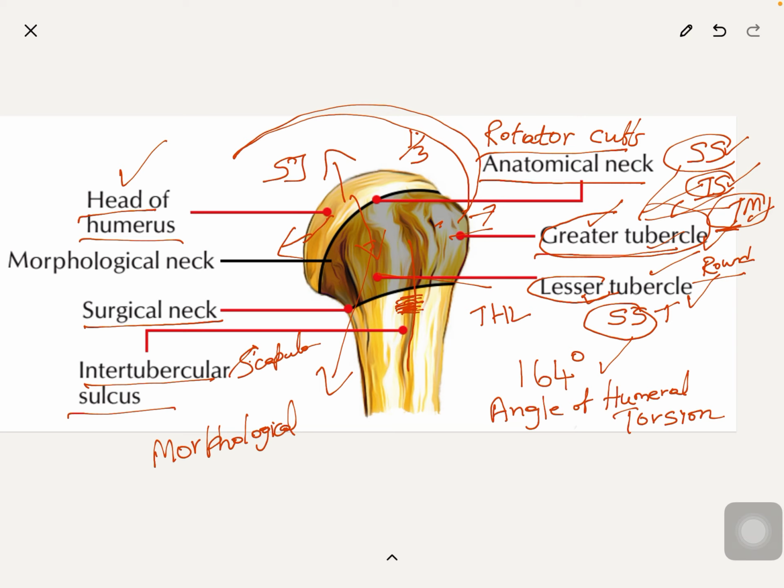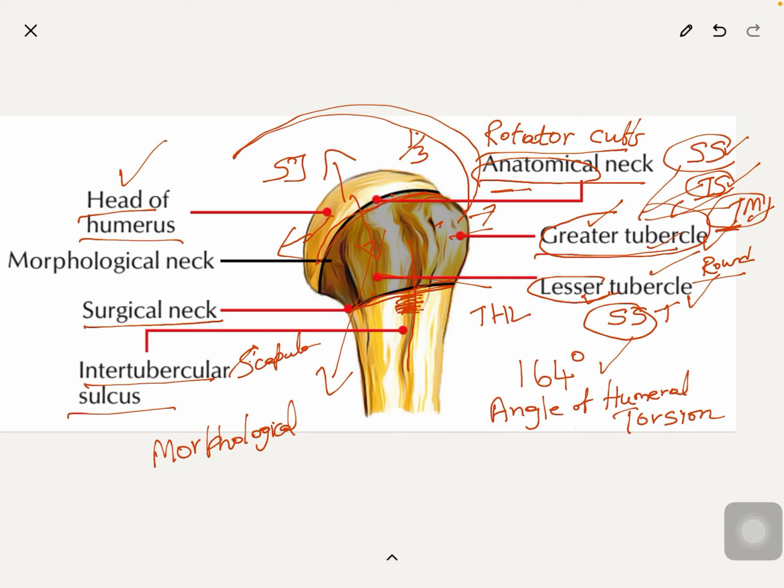What is anatomical? Anatomical is always perfect anatomy. So anatomical is the junction of the head and the other part. So that is called the anatomical neck. That constriction immediately succeeds the head. That is anatomical. Surgical neck is this. So this is the surgical neck below the tubercle. So below the head is anatomical neck, below the tubercle is surgical neck. The constriction between the upper end and the shaft is called the surgical neck.